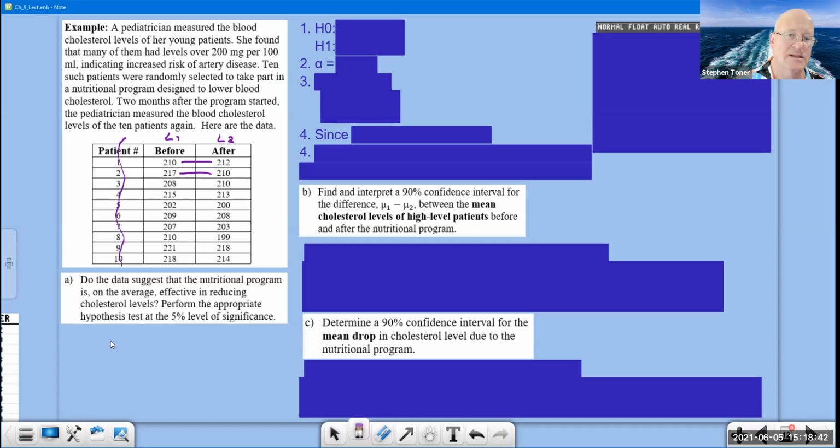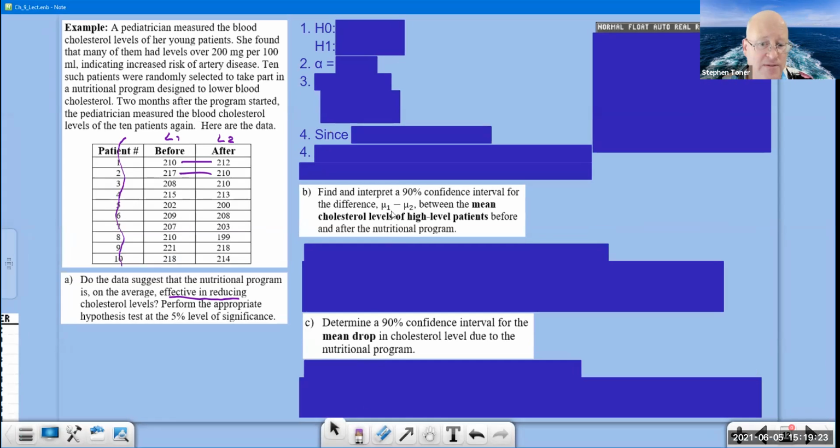The question then asks, do the data provide sufficient evidence, or do the data suggest that the nutritional program is, on the average, effective in reducing the cholesterol levels from before to after? And it says to do this at a 5% significance level. Now, I'm noticing here they did not tell us that the data was normally distributed in each population. So I'm just going to make that mental note with you right now that, oopsie, that's something we need to be aware of as we do this.